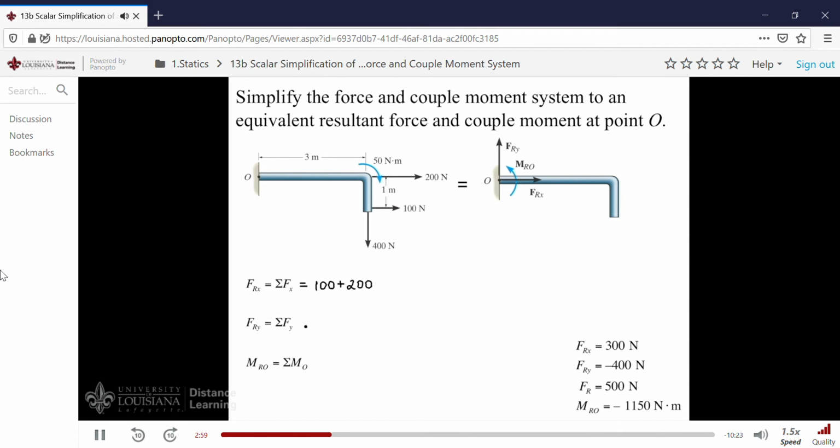Now let's sum in the y direction. Looking at our member, there's only one force. That would be minus 400. Here it is again, and realize then that our arrow doesn't go up, rather it has to go down.